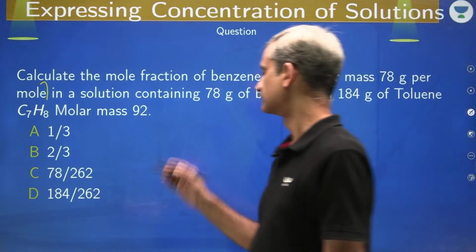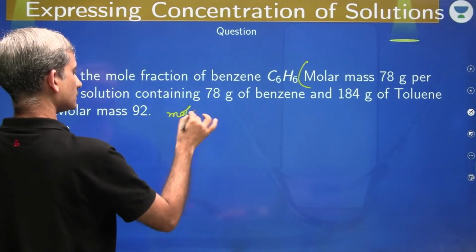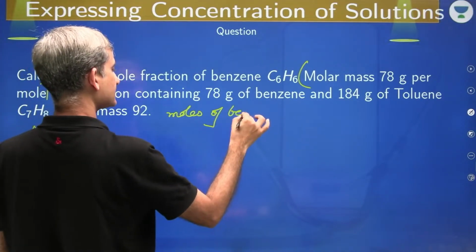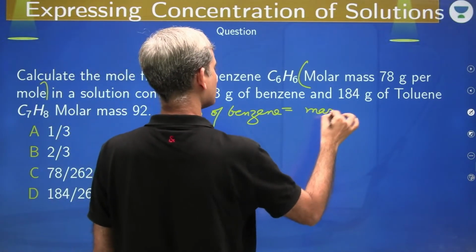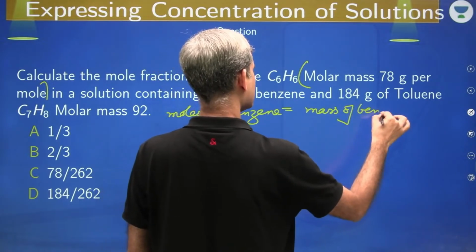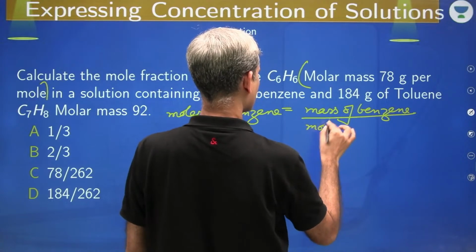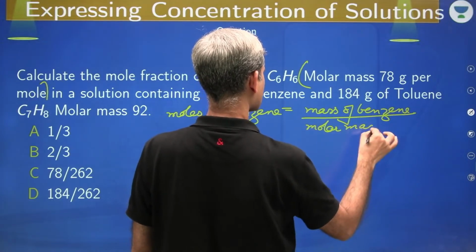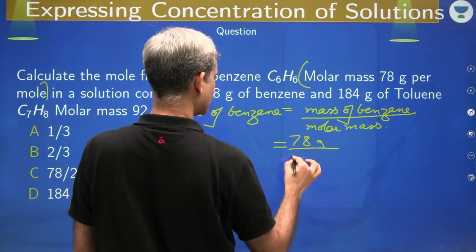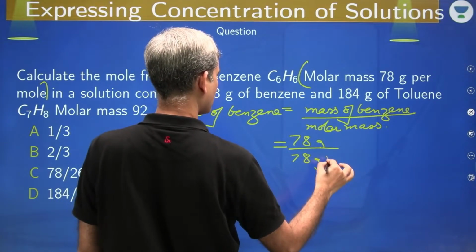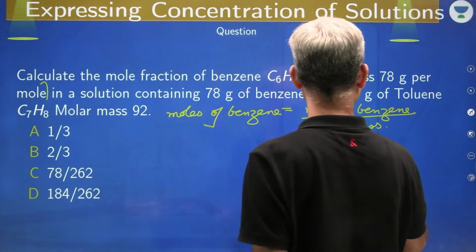See, let's solve it. Moles of benzene is equal to mass of benzene divided by molar mass. Now that would turn out to be 78 gram divided by 78 gram per mole. Okay, that's going to be 1.